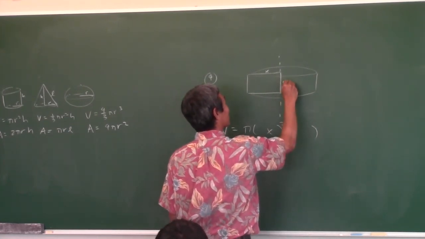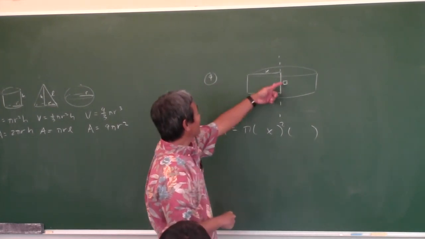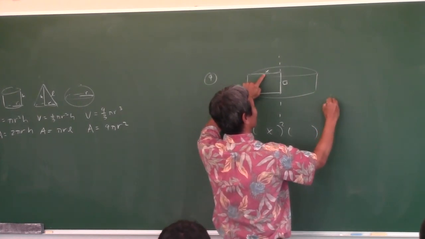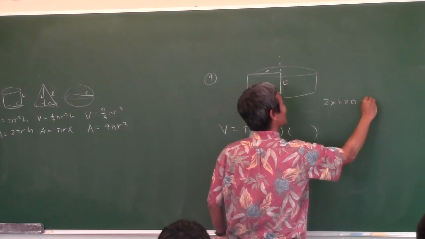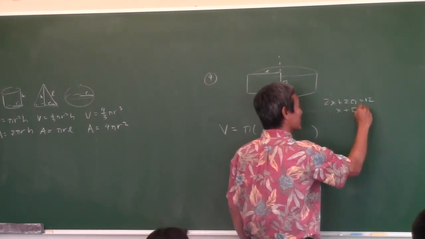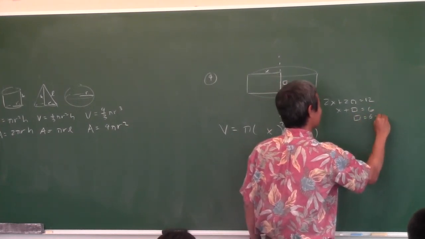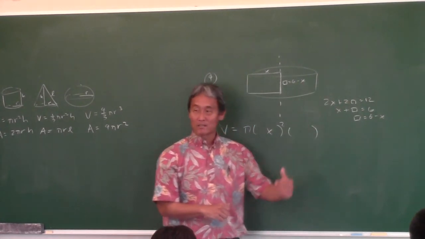So let's call it box. If the perimeter of this rectangle is 12, what equation can I write? 2x plus 2 box equals 12. Divide by 2. X plus box equals 6. Therefore, box equals 6 minus x. So if you can't do it in your head, do the box technique.